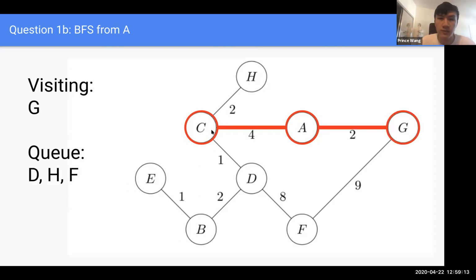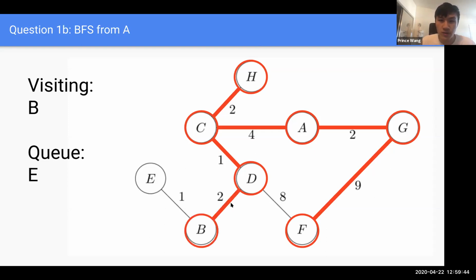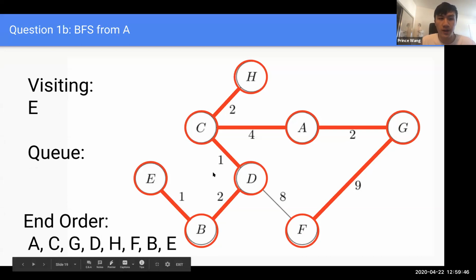You guys notice something about the relative distance? Sorry, not distance, the number of edges between C and G. It's both one edge, right? And we visit D and H. D and H are always two edges away from A, right? And then F is also two edges away from A, right? And then we visit B, which is 1, 2, 3 edges away, and E, 4 edges away.